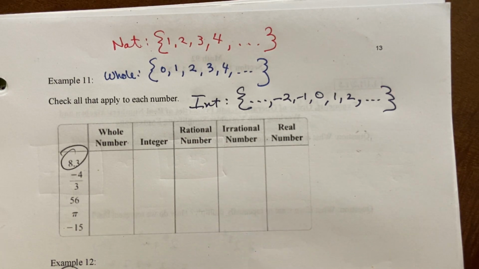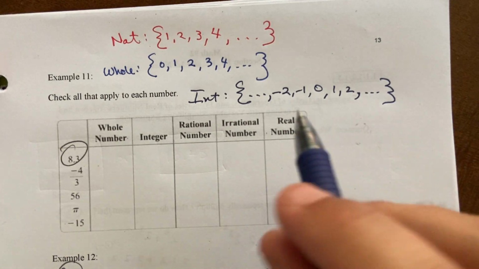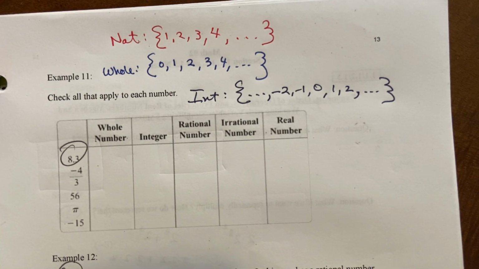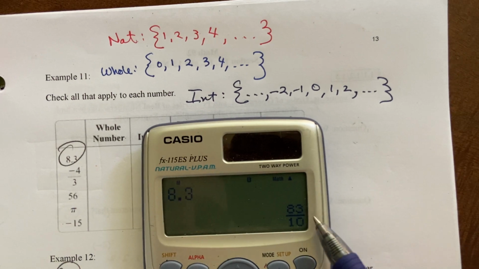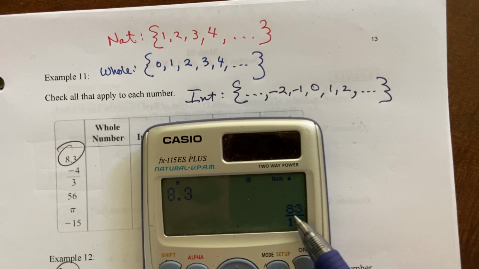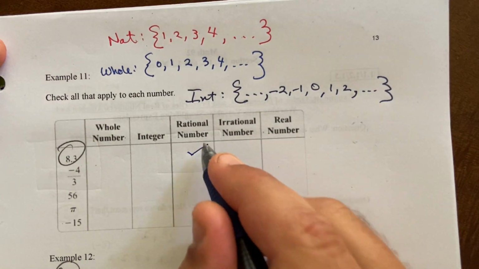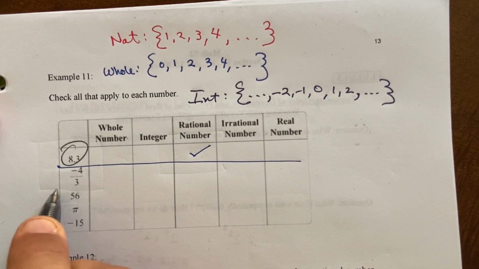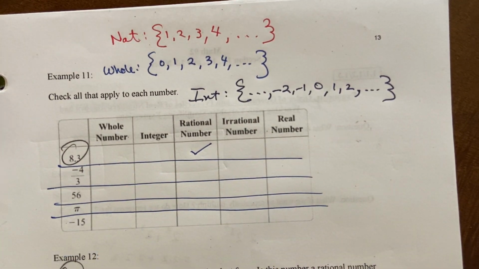Rational number. Just to be clear about what a rational number is, you can find a ratio of integers for that value. So if I type in 8.3 and then press equals, this is the rational number. This is the ratio of numbers that 8.3 is equivalent to. So 83 over 10. So that would tell me that yes, it's rational actually.